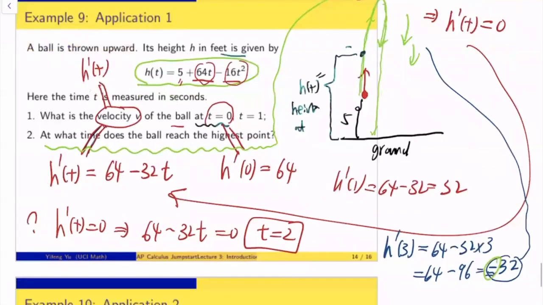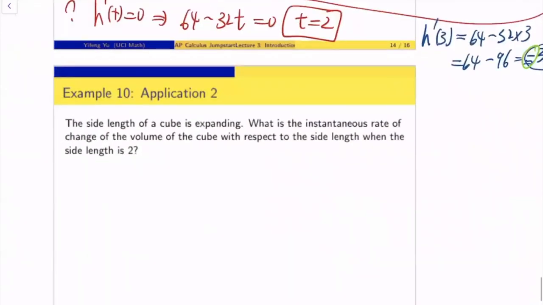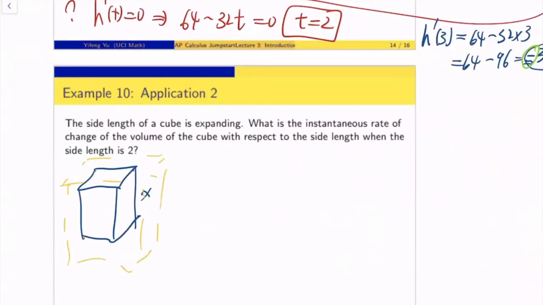Okay. Question number two: we have a cube, right? Let's say the side length of the cube is x, and this cube is expanding. What is the instantaneous rate of change of the volume of the cube with respect to side length? Now, how do we calculate the volume? Volume is x cubed, right? So now here we take the derivative.